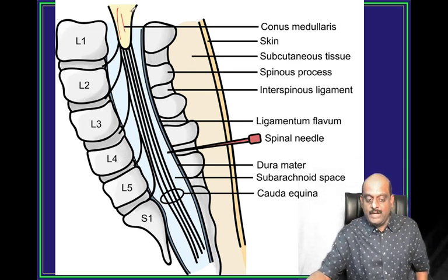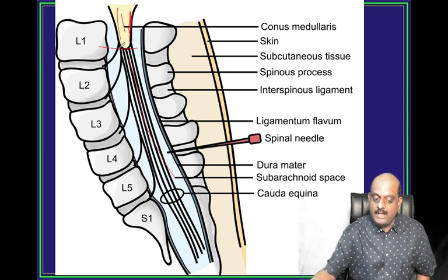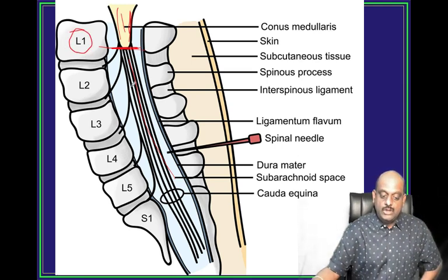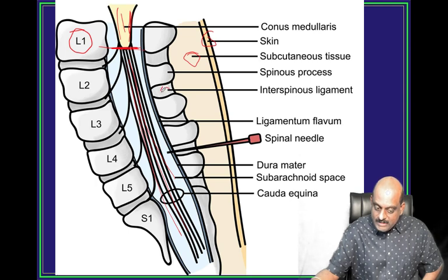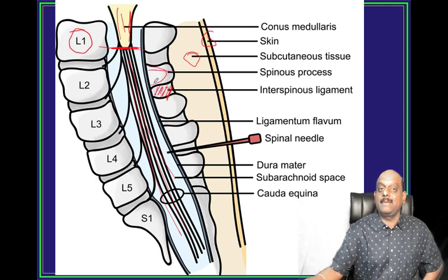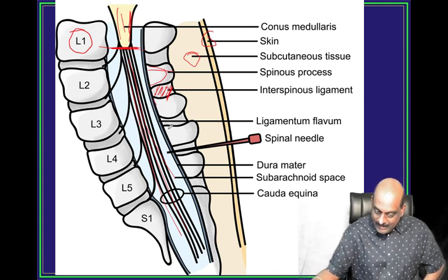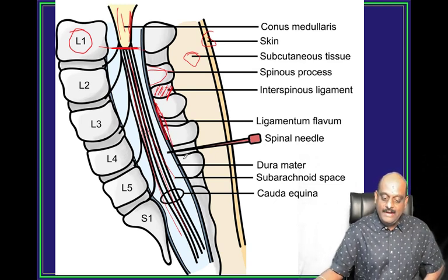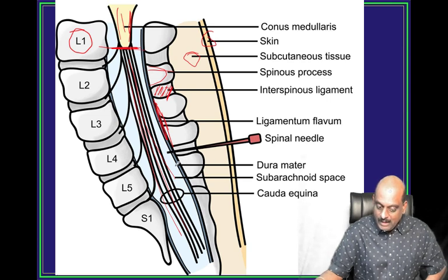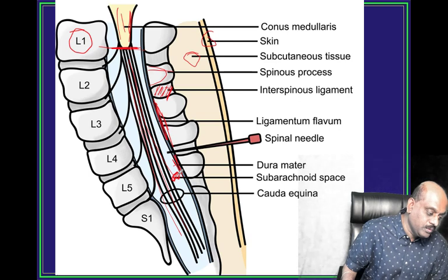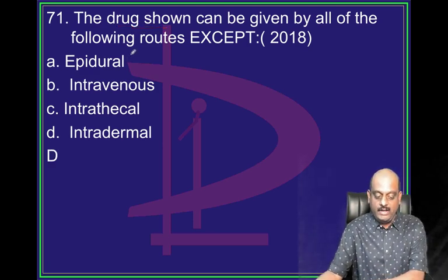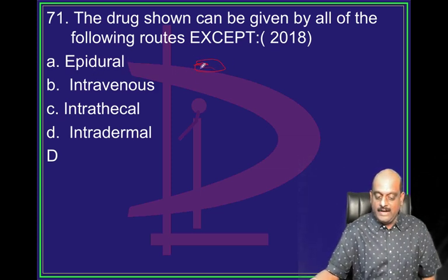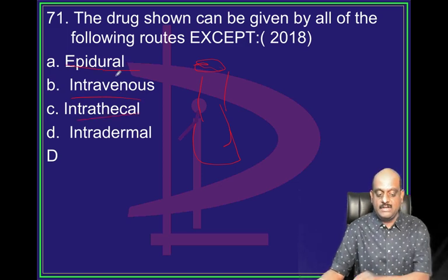So this is the conus medullaris. Where does the spinal cord end, doctor? At the level of L1. So all the fibers are coming out. This is the skin, subcutaneous tissue. This is the interspinous ligament between the spinous processes of the vertebrae. Then you have the ligamentum flavum, after piercing which the needle passes. And here you have the dura mater. This inner line is dura mater. This is the subarachnoid space into which you are ultimately entering. Now doctor, the drug was not shown. Actually there is a drug bottle here which can be given intravenous, intrathecal and epidural.